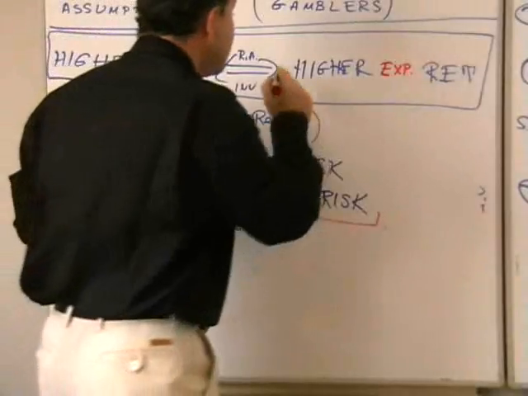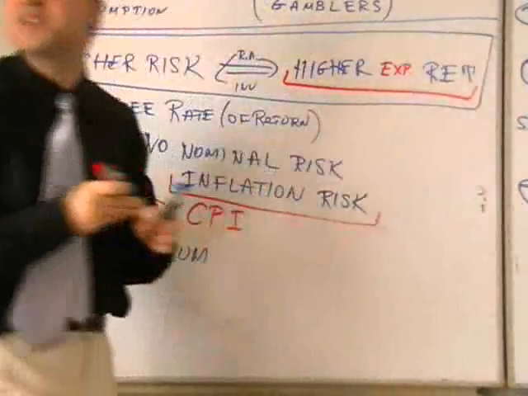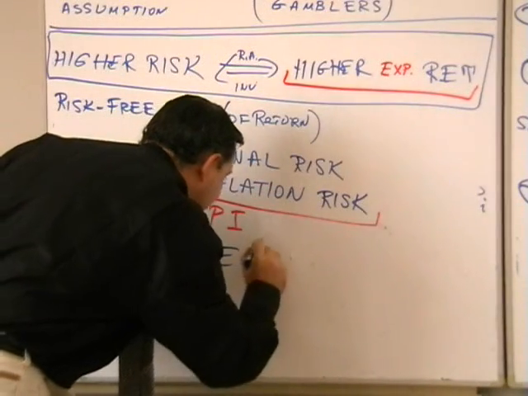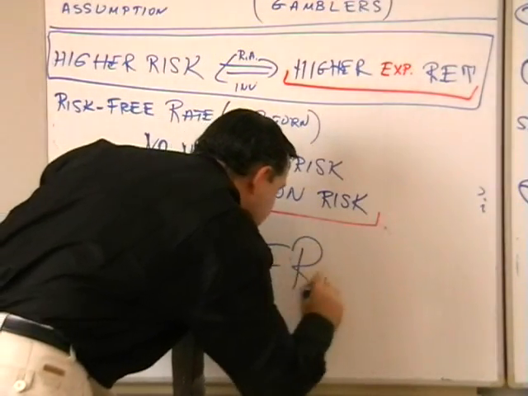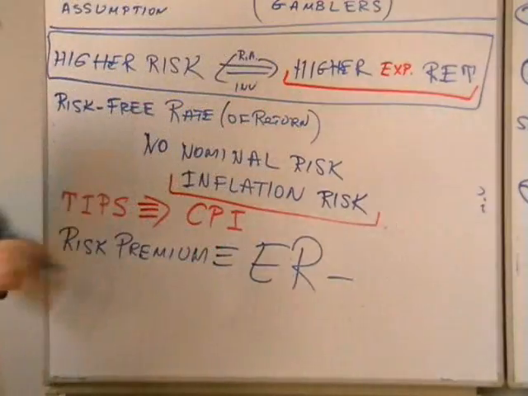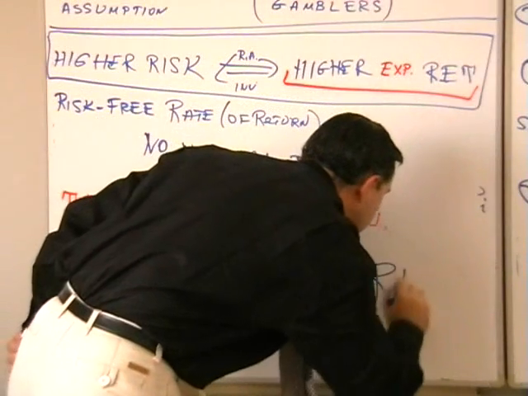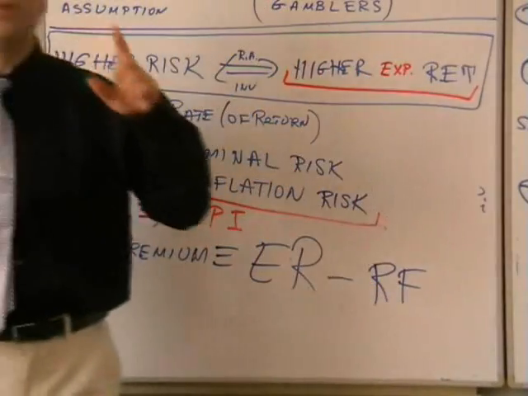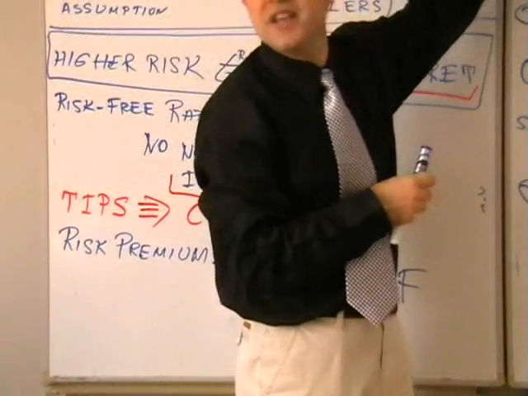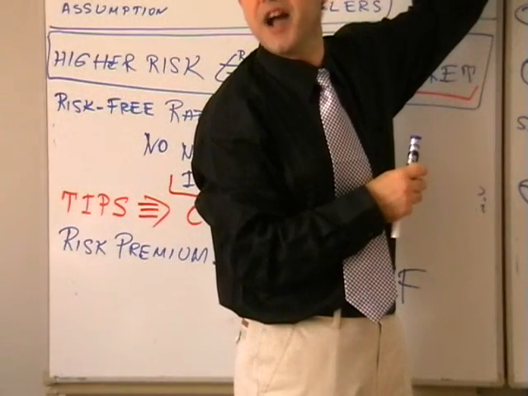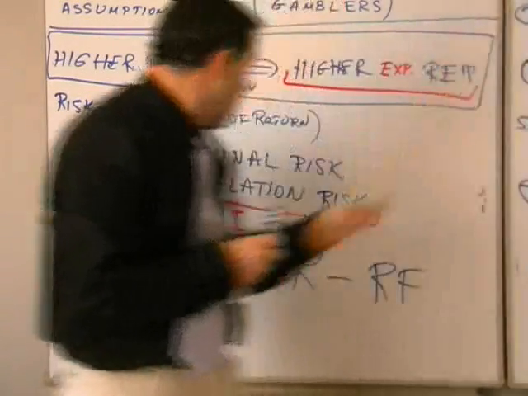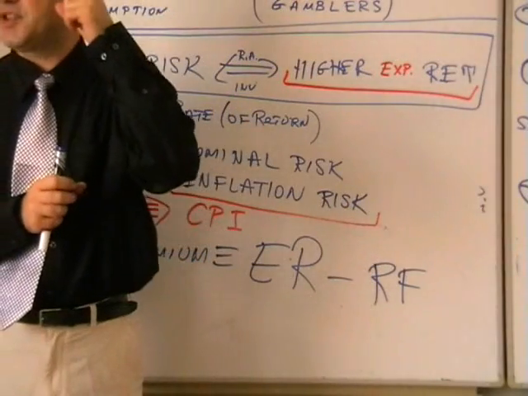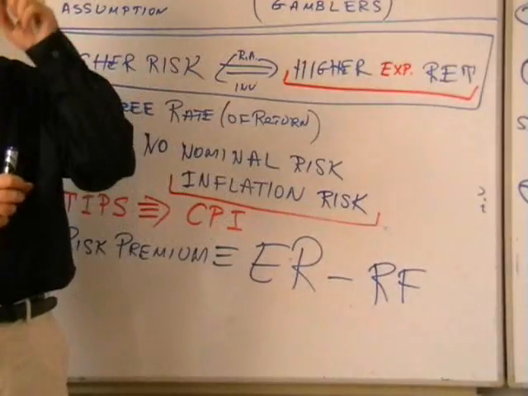And the risk premium is actually this: the expected return minus the risk-free rate. Alright, so notice that the surprise return is what you actually got, the deviation. What the risk premium represents is the expected. So the risk premium is the expected.